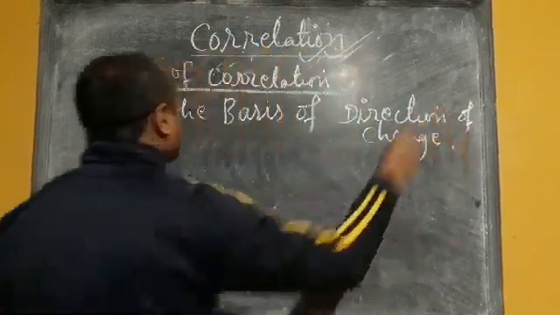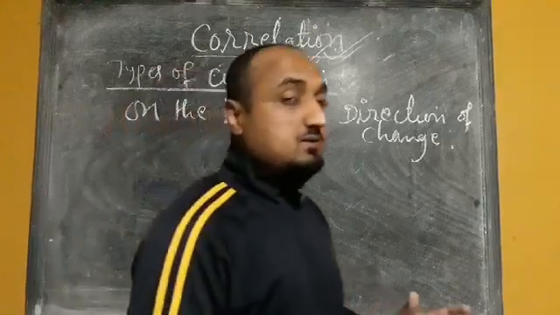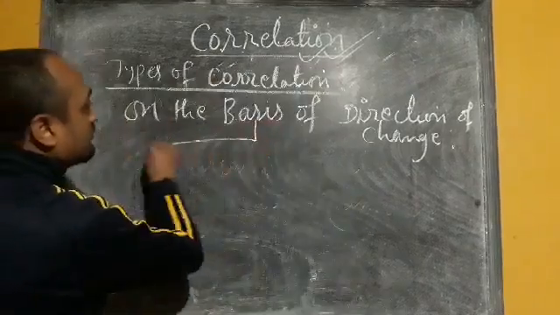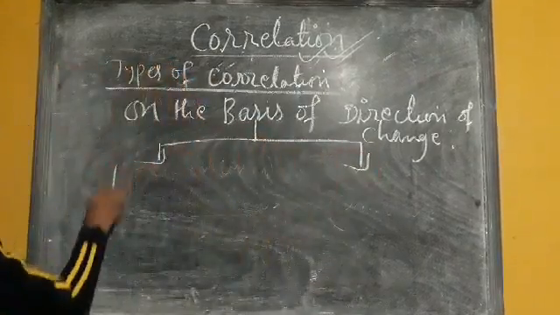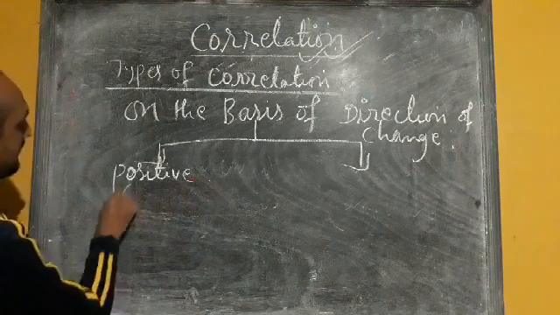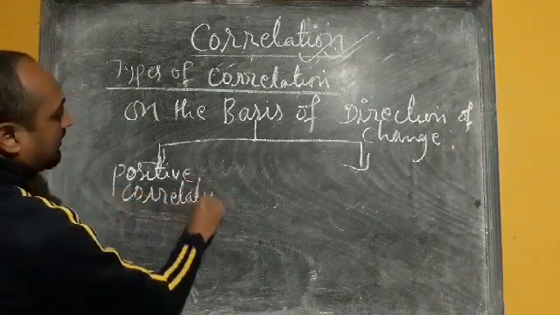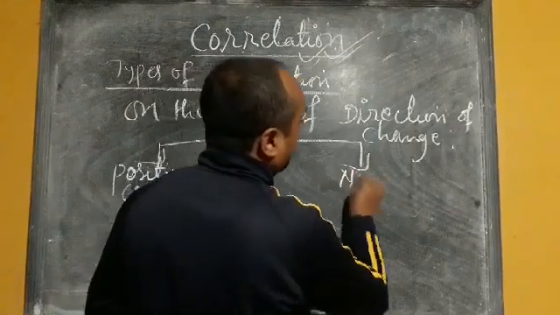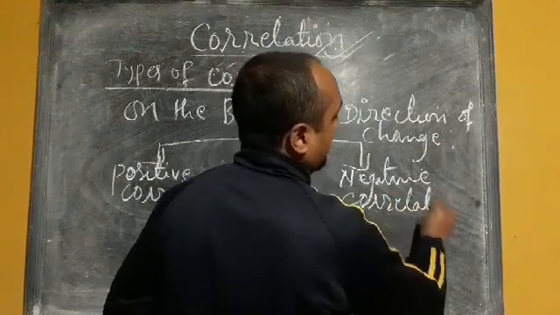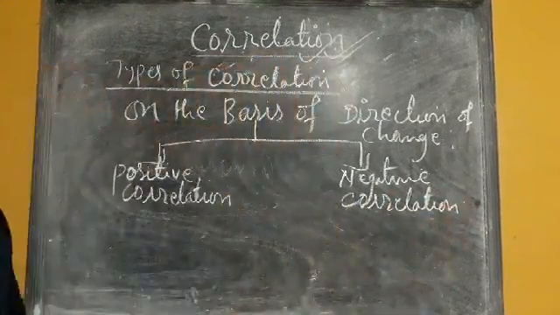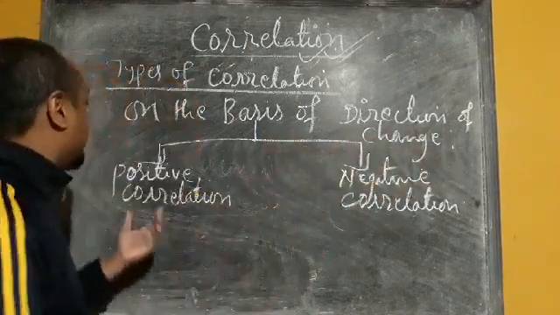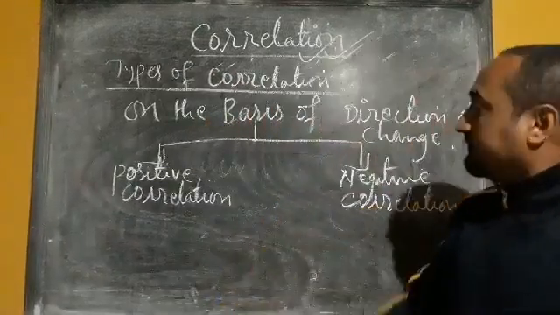So on the basis of direction of change, the correlation can be classified into two categories. One is called positive correlation and the second one is negative correlation.